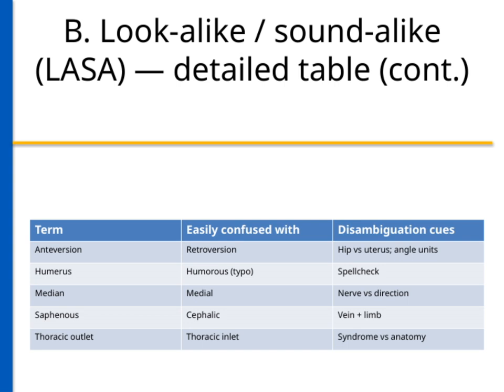direction. Then there's saphenous, which is sometimes mixed up with cephalic. To tell these apart, remember that the saphenous vein runs along the limb, whereas the cephalic vein is located more laterally.